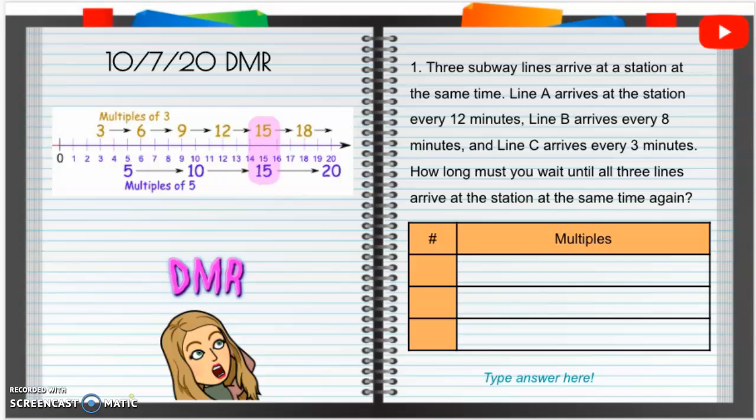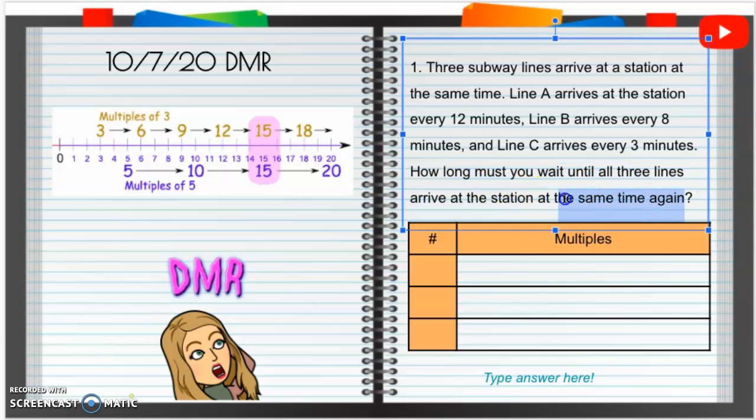October 7th, 2020 Daily Math Review. Number 1. 3 subway lines arrive at a station at the same time. Line A arrives at the station every 12 minutes. Line B arrives every 8 minutes. And line C arrives every 3 minutes. How long must you wait until all three lines arrive at the station at the same time again?